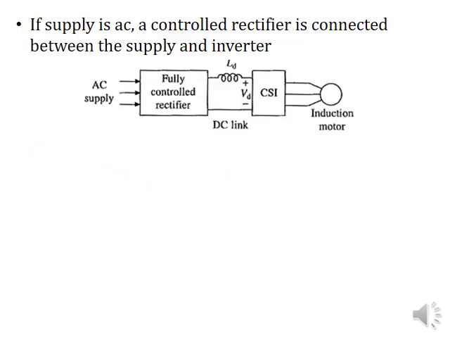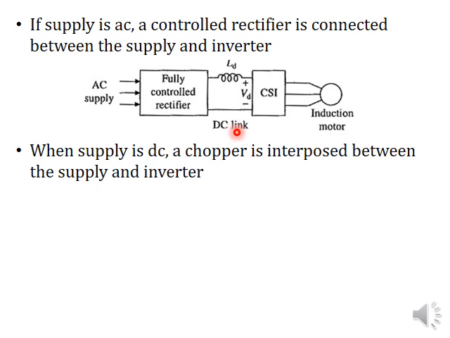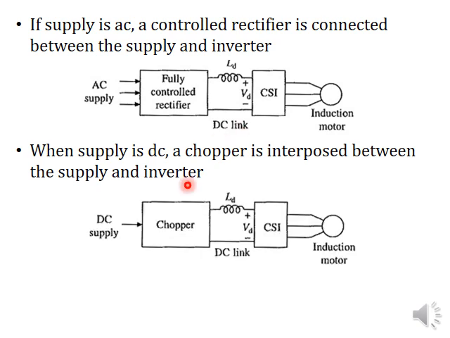Now, as we discussed, if the supply voltage is AC, then we have to use a fully controlled rectifier between the supply and the inverter. This is the DC link voltage Vd. And if the supply voltage is DC, then we have to use a chopper like this: DC supply, chopper and CSI.